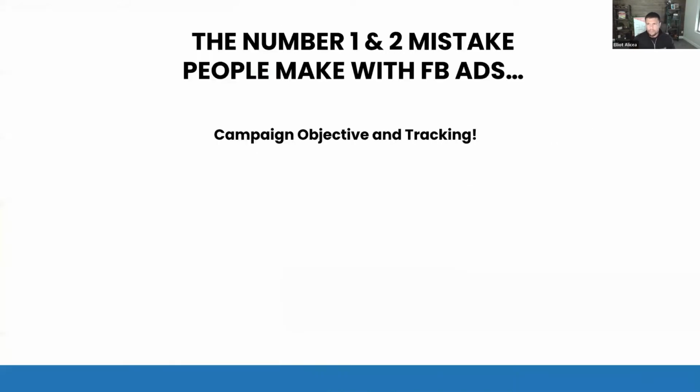All right. So the number one mistake and number 2 mistake that I see people making with Facebook ads are these 2. And every single ad account I've looked at to date, unless it's an experienced media buyer, has made this mistake. And this is a really easy thing to fix to get you way better results right off the bat. So the first thing is choosing the right campaign objective, and the second thing is tracking your ads. And that will make sense in just a slide here.